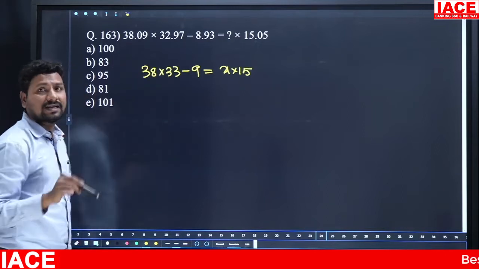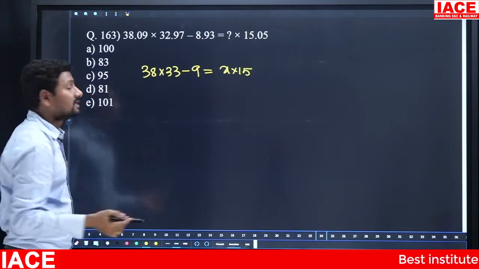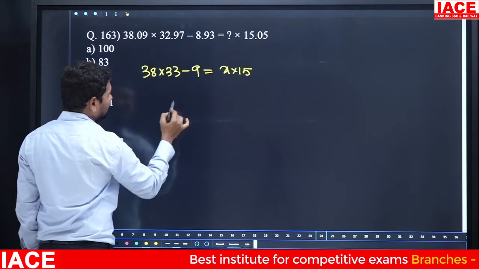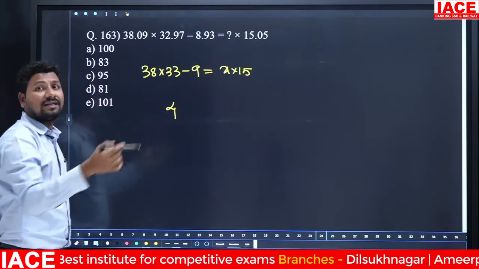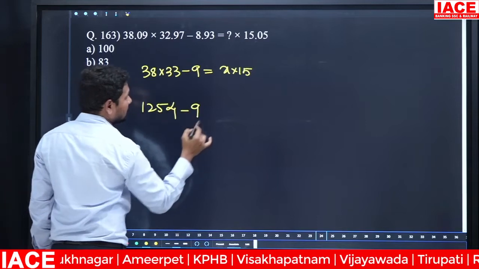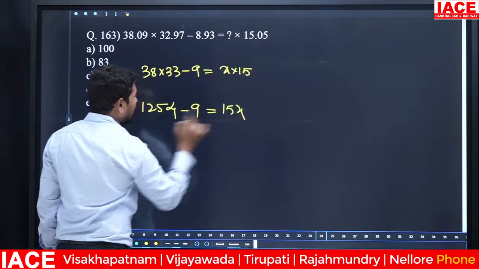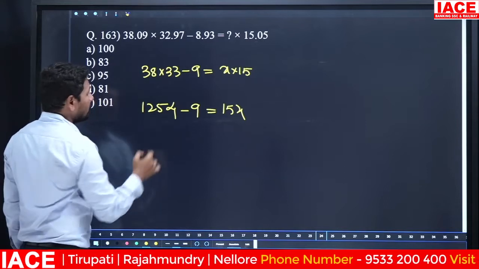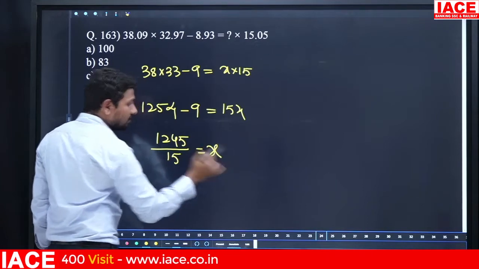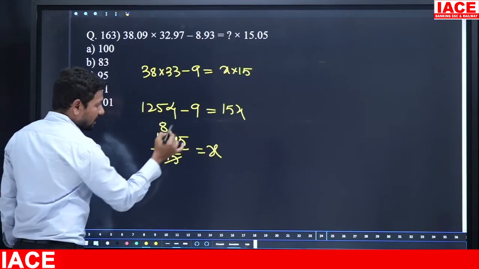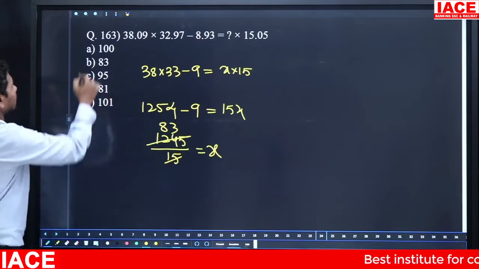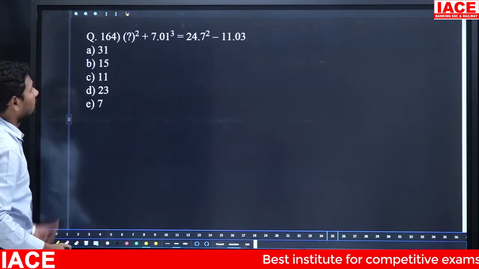38 3s are 114. 8 3s is 24, equal to 114. 114, 4 carry forward is 11, and 38 3s are again 114. 114 plus 11 is equal to 125. 125 minus 9 is equal to 15x. From 125, 9 will be removed, you will get 116, and divide with 15, that is equal to x. 15 8 is 120, 15 3 is 45, then x is equal to 83. Option B.